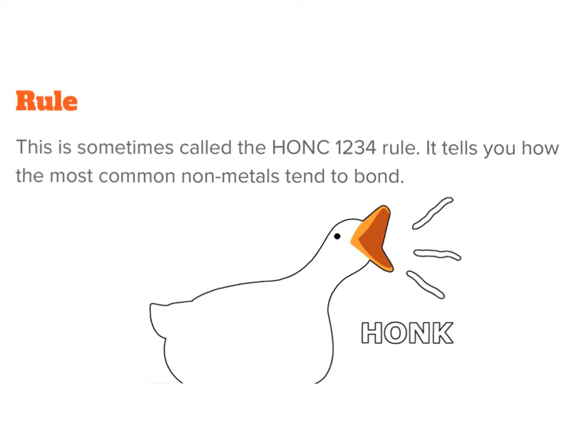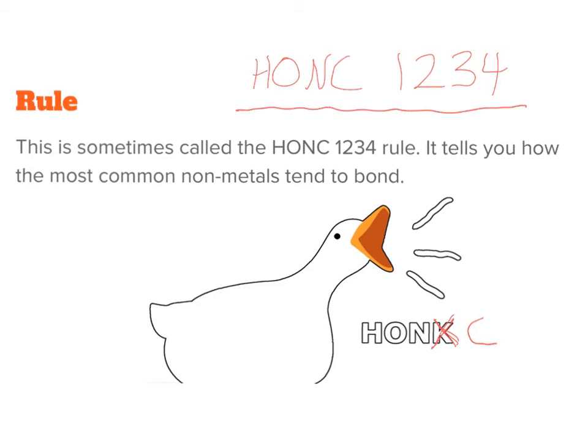So we can refer to this pattern as the HONC 1, 2, 3, 4 rule. Let's just fix that. There we go. Where hydrogen makes 1 bond, oxygen makes 2 bonds, nitrogen makes 3 bonds, carbon makes 4 bonds. HONC 1, 2, 3, 4. So hydrogen, oxygen, nitrogen, and carbon are the most common nonmetals that you're going to find in covalently bonded molecules. There's a few other nonmetals in there like fluorine or sulfur, and we'll learn about what kind of bonds those form later, but for now we can make a lot of different molecules just using these 4.